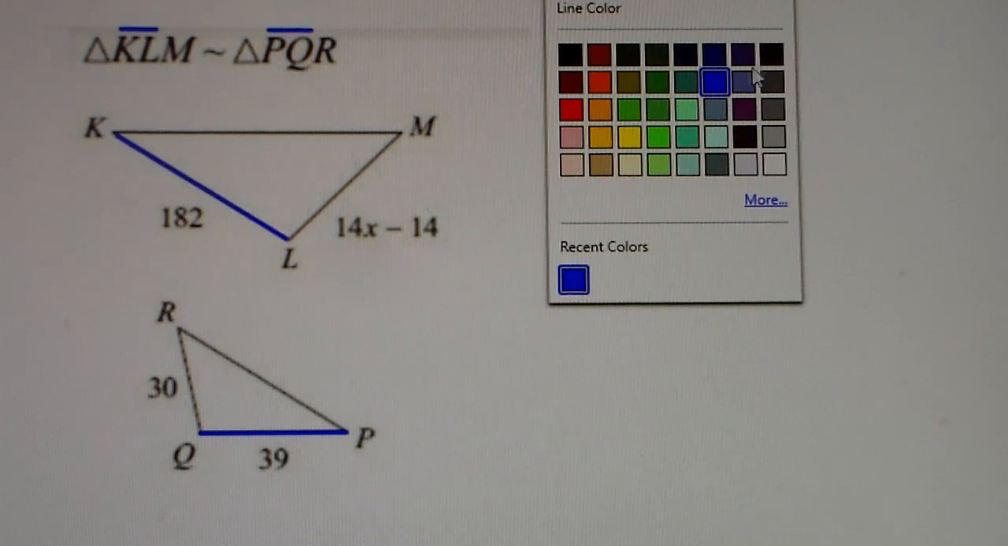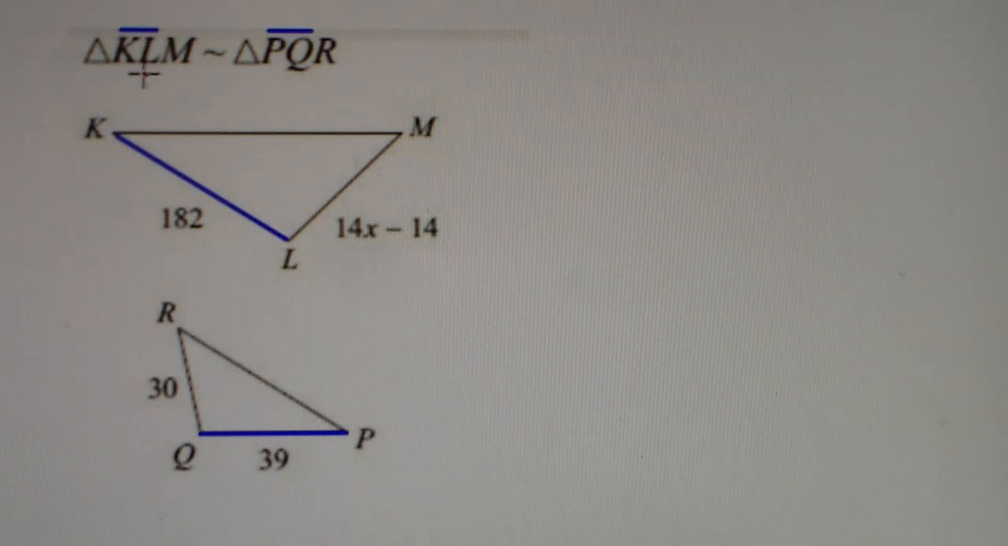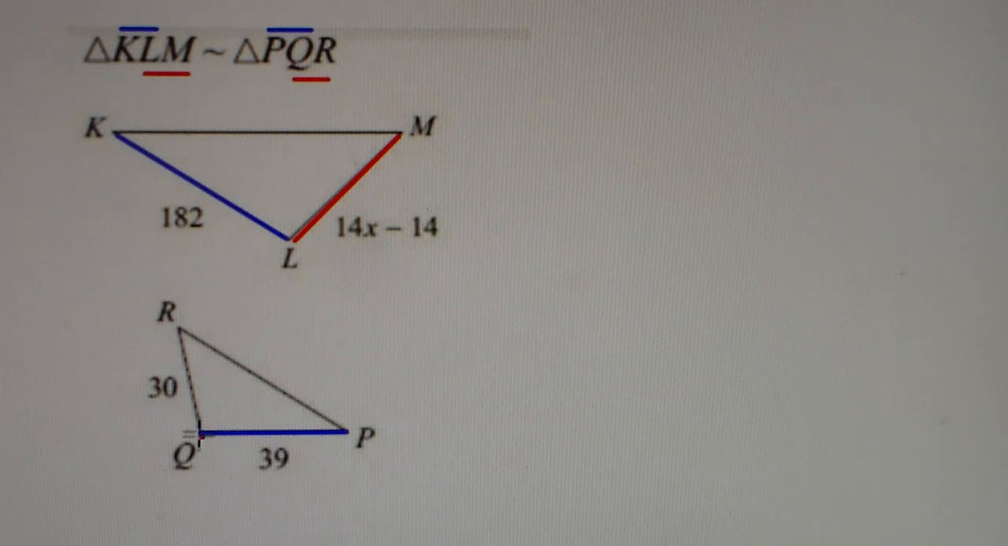LM, which I'll do in red, LM is equal to the side QR. So LM, this side, is equal to QR. So the two red sides match up. And then the two black sides, KM, matches up with RP. Now notice there's nothing on KM and RP, so we can kind of just ignore those for now.